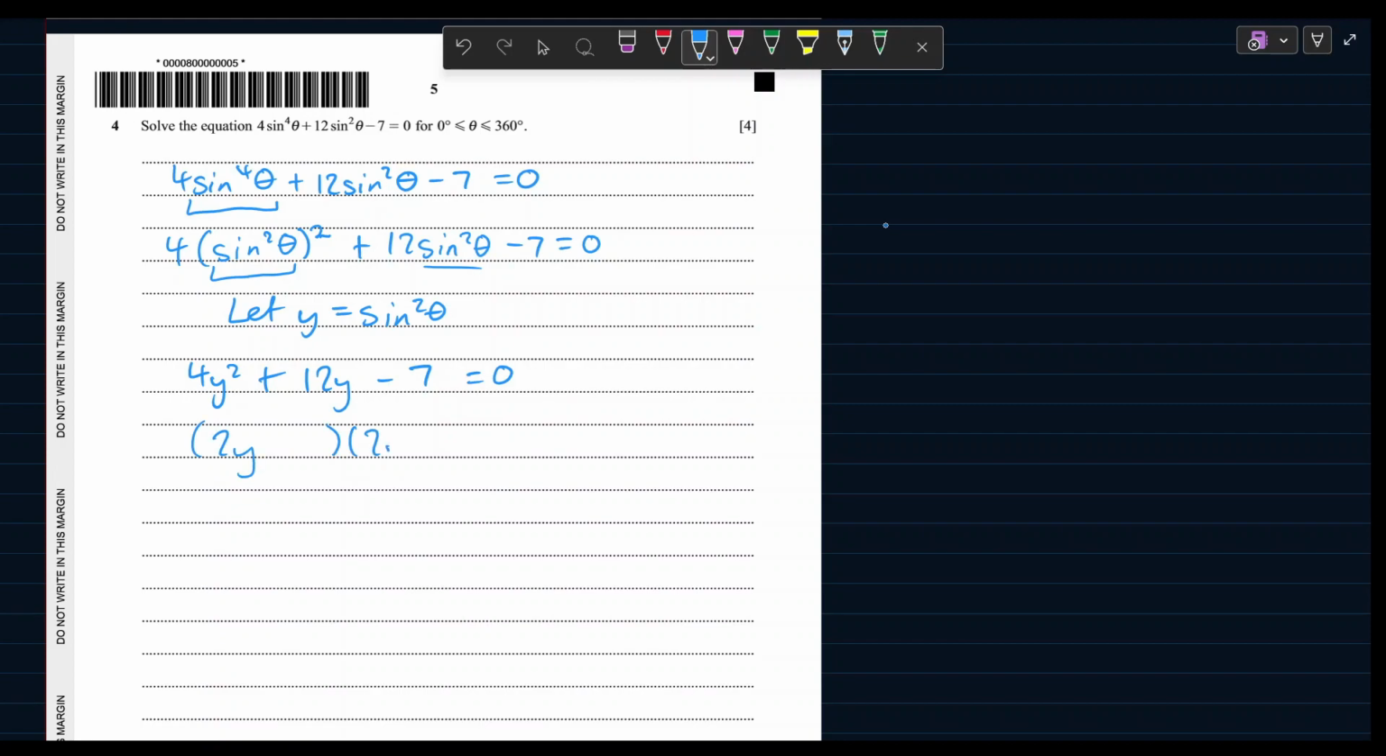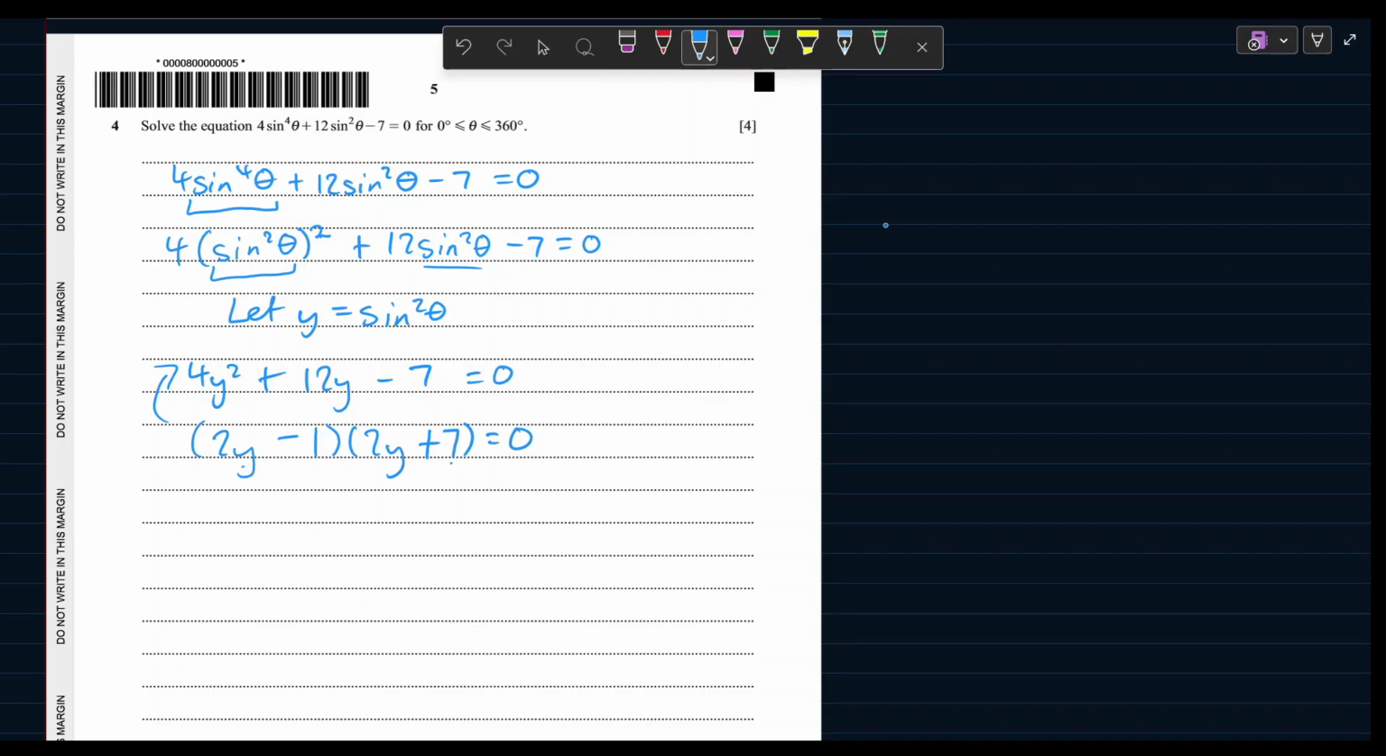If I put a 2y in either bracket, and then I could do positive 14y minus 2y to give me 12y. Yes, 2y times 7 gives us 14y, and then minus 1 times 2y gives us negative 2y. So you've got 14y minus 2y, which is 12y, and minus 1 times 7 is 7. Basically, if you expand this, you should get back to this expression. So that is the correct factorization.